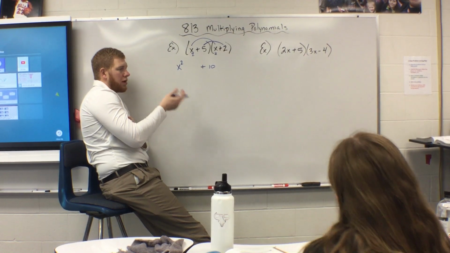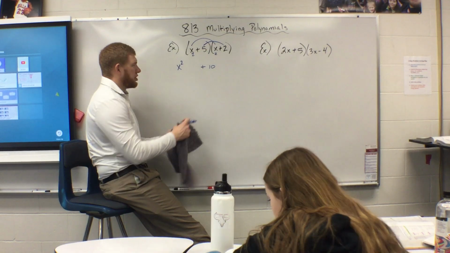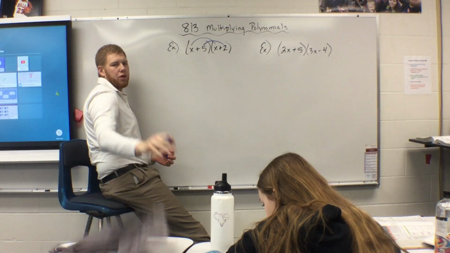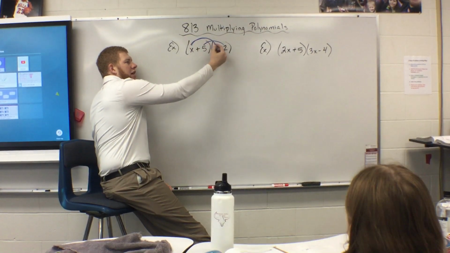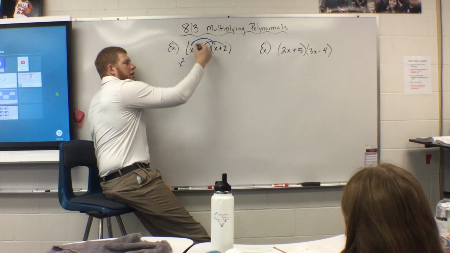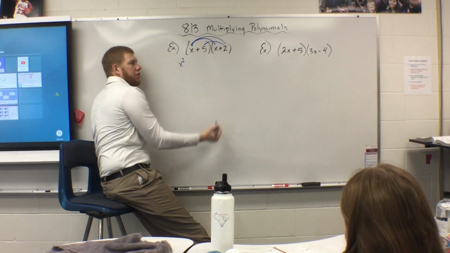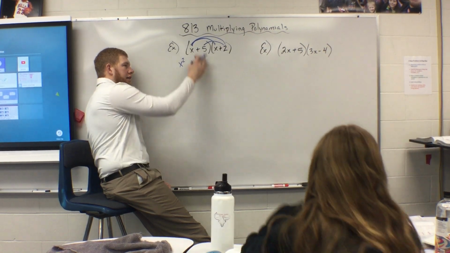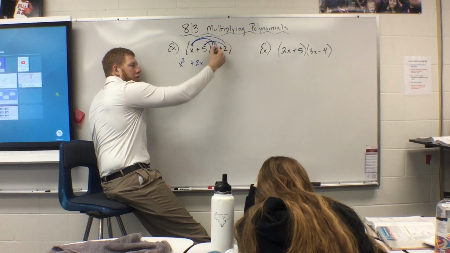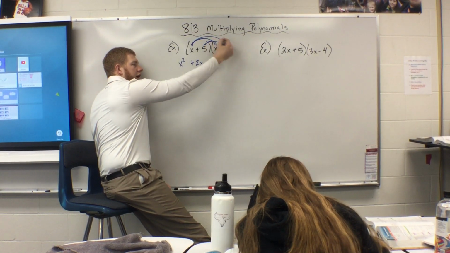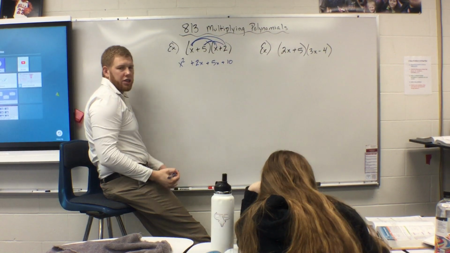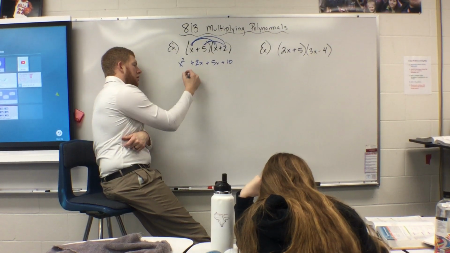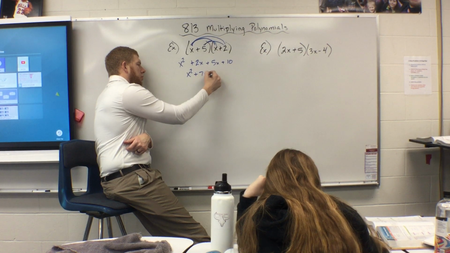The big thing when we're multiplying polynomials, when they're next to each other like this, is to multiply everything times everything. If I take x times x, we have x squared. Now I need to take x times 2, so we have plus 2x. Then I take the 5 times everything, so 5 times x, and then 5 times 2, plus 10. Now, can I simplify anything here? We get x squared plus 7x plus 10.